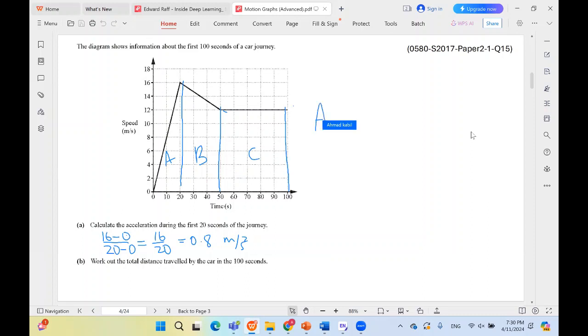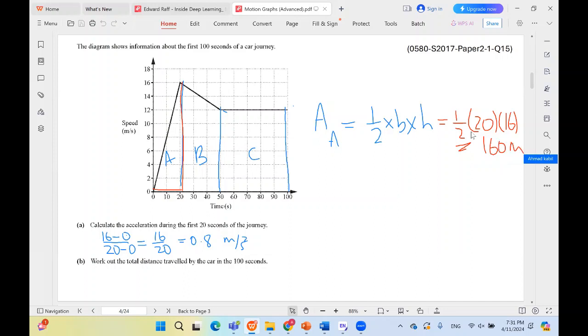So the area of A is a triangle, so it's just half times base times height. The base is the horizontal line here, which is 20. And the height would be the vertical line, which is 16. So I would just write half times 20 times 16. And this would equal 160 meters.